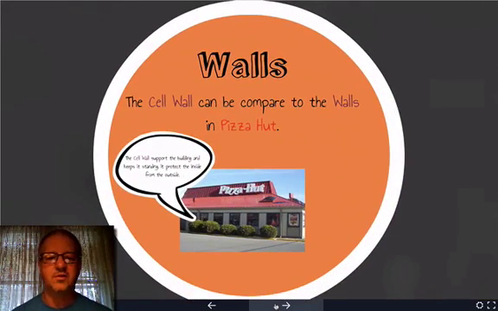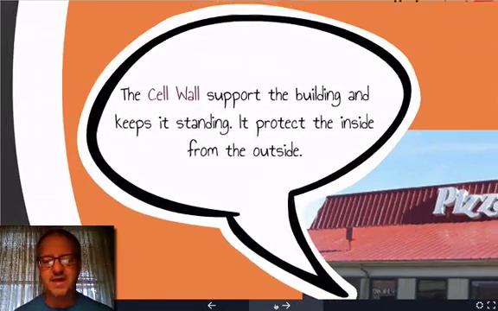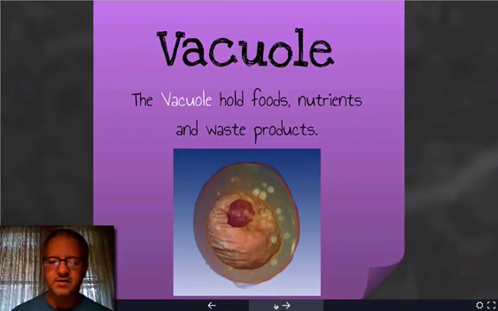And just like the cell wall, Pizza Huts have walls too, and they keep everything inside the building, and it keeps the building standing and protects the inside from the outside. You wouldn't want all the rain and dust and exhaust fumes from the cars driving by the Pizza Hut to be on your pizza. So we need walls at the Pizza Hut.